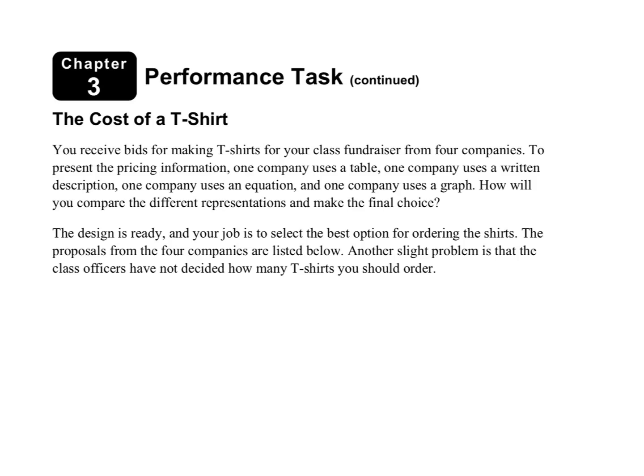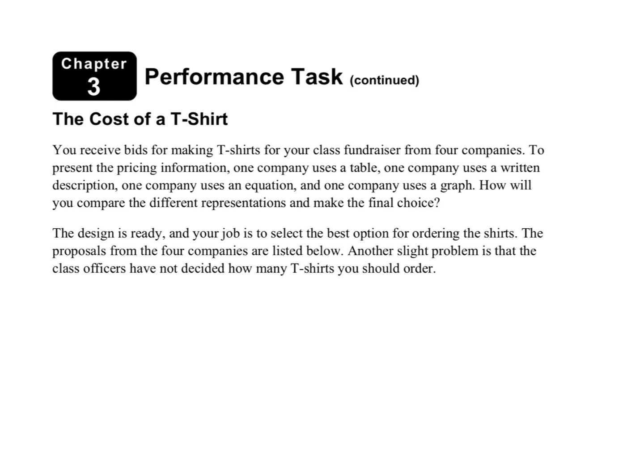For performance task 3, you're given the following scenario to work through. So you have received bids for making t-shirts for a class fundraiser from 4 companies. To present the pricing information, one company uses a table, one company uses a written description, one company uses an equation, and one company uses a graph. How will you compare the different representations and make a final choice?